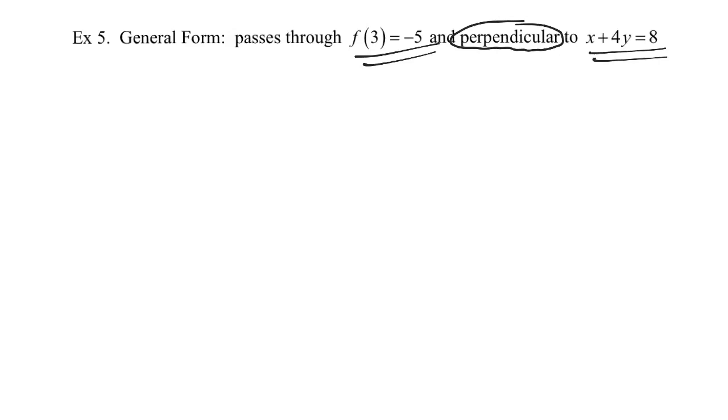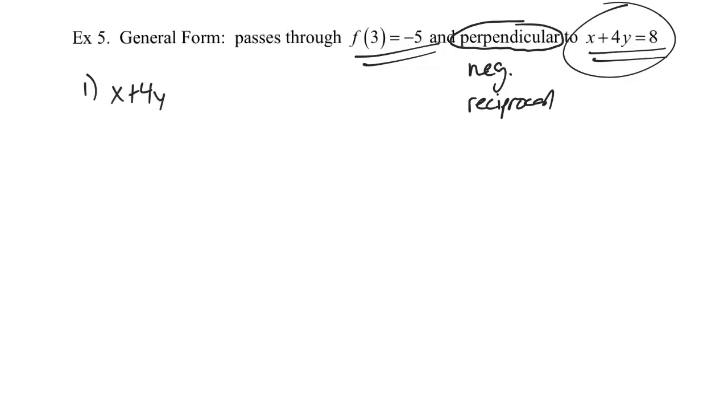And so remember, what does perpendicular mean? It means that we're going to take the opposite or the negative reciprocal of the slope given by this line, x plus 4y is equal to 8. So again, first step is to find the slope of the given equation. And so we're going to make this say y equals by first of all subtracting x from both sides, and then dividing everything by 4. And so that's going to give me negative 1/4 x plus 2.